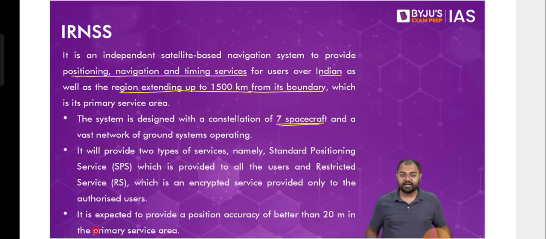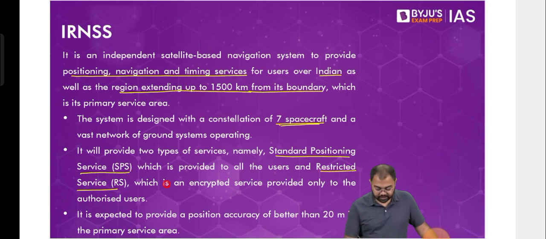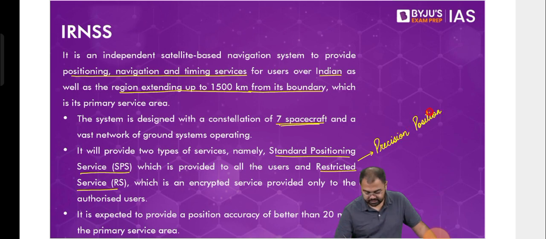Now, when it comes to IRNSS, there are 2 types of services that it provides. One is called the standard positioning service, and the other is called the restricted service. This restricted service is also called precision positioning.